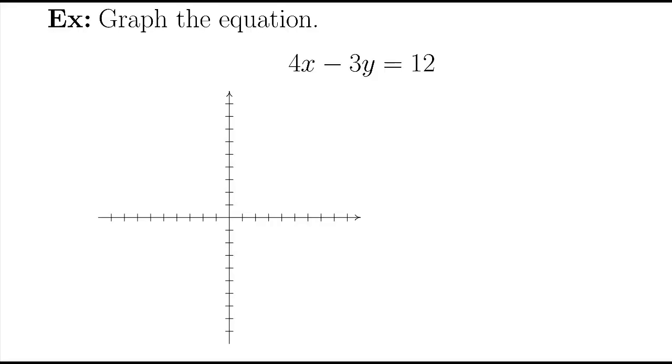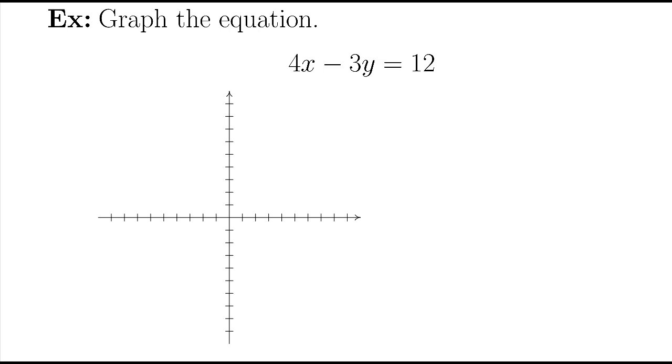Okay, for this particular problem, we want to graph the equation 4x minus 3y equals 12. I know this is going to be a straight line because if I look at the exponents on x, there's an understood 1 and an understood 1 on the y. Okay, this one's a little tricky.